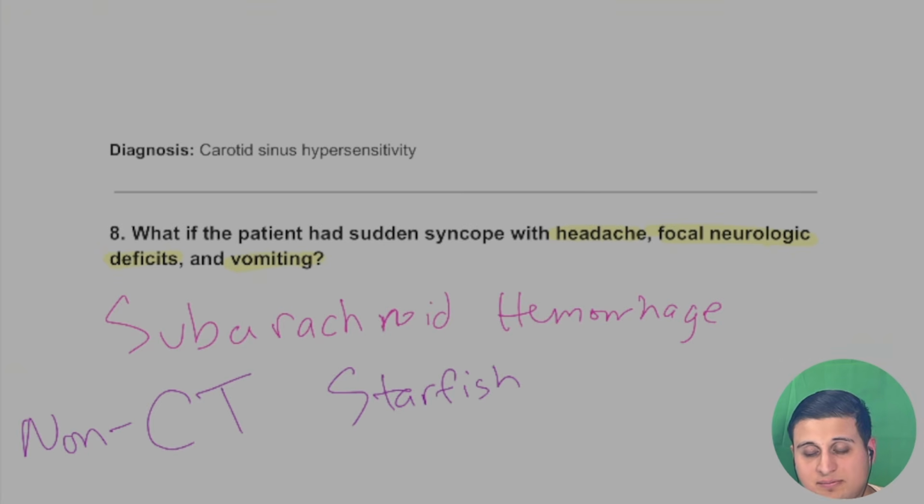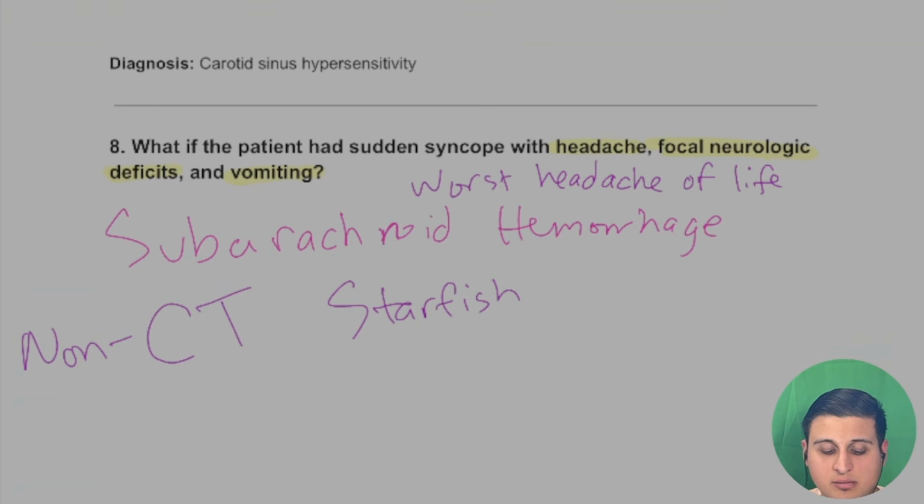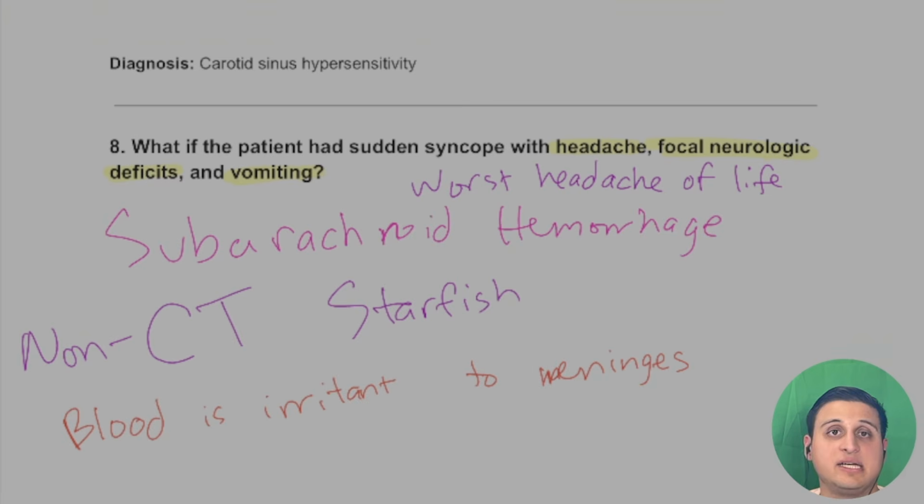In this case, the patient will typically say they're having the worst headache of their life, right? That subarachnoid headache is the worst headache of their life. The reason they'll lose consciousness is that blood is typically irritant to the meninges. So that's why they'll have that initial syncopal episode, that kind of thing. And then from there, a couple days later, they'll have the vasospasm, right?